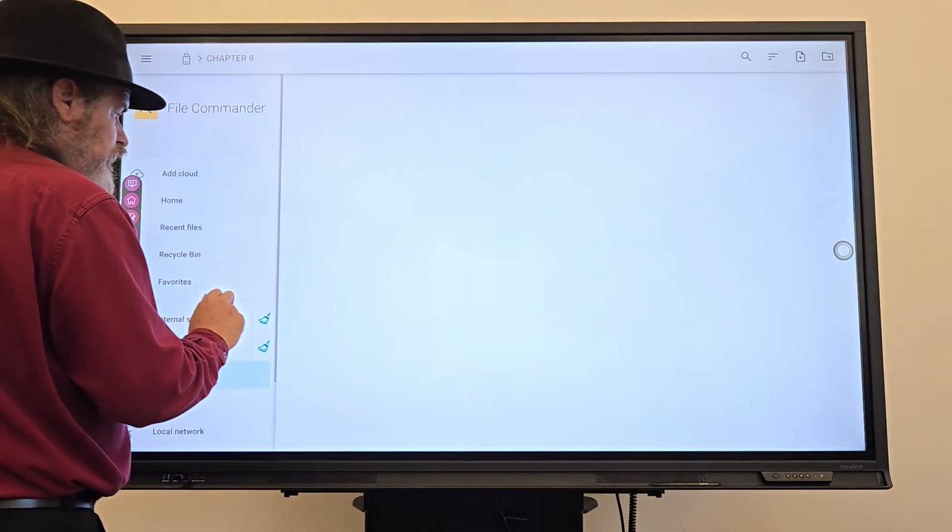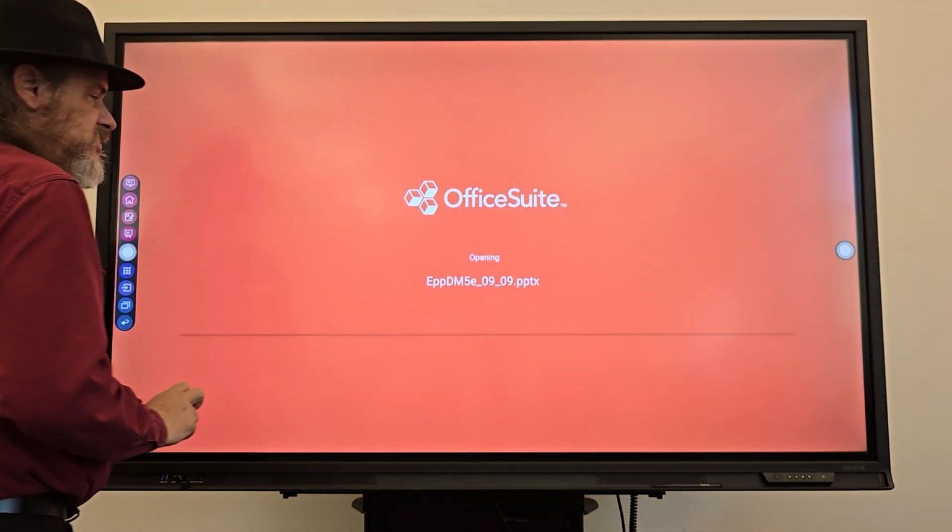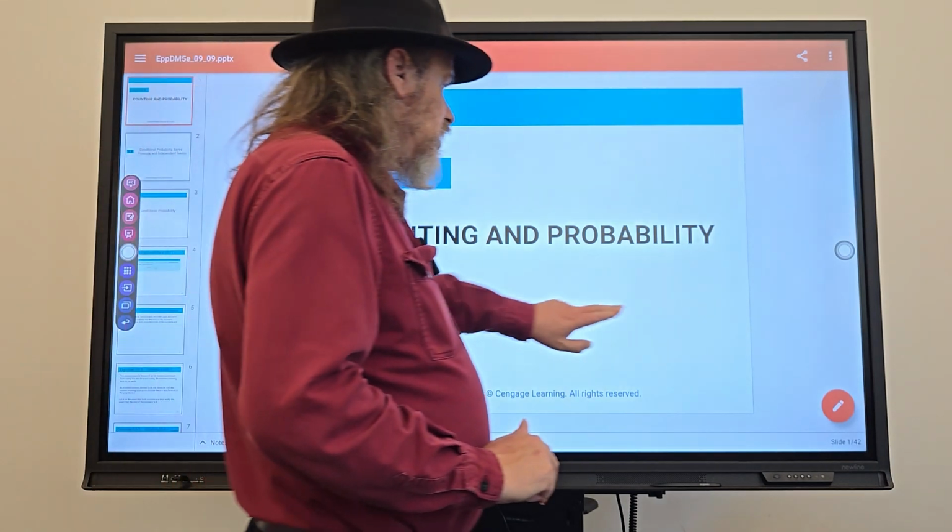And the last section, counting and probability.